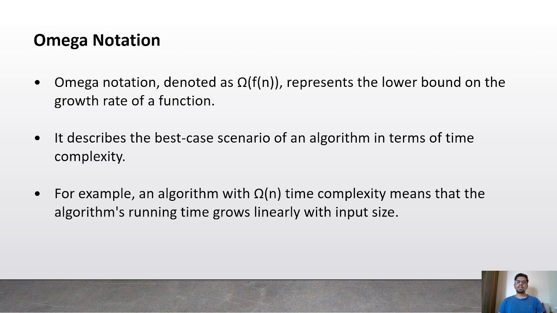Omega notation. It is denoted as omega of f of n and represents the lower bound on the growth rate of a function. It describes the best case scenario of an algorithm in terms of time complexity. For example, an algorithm with omega of n time complexity means that the algorithm's running time grows linearly with input size.